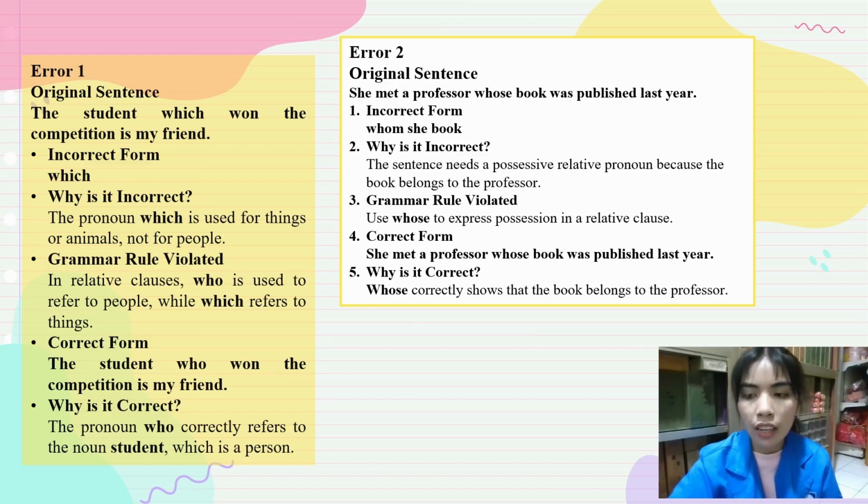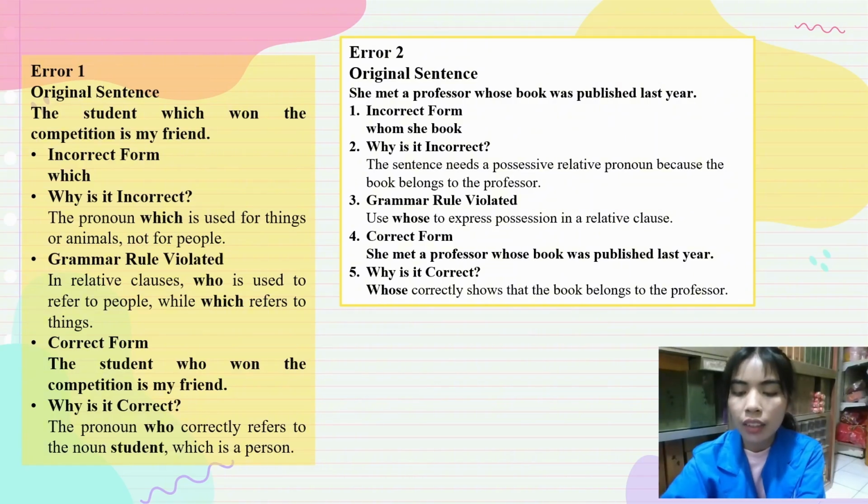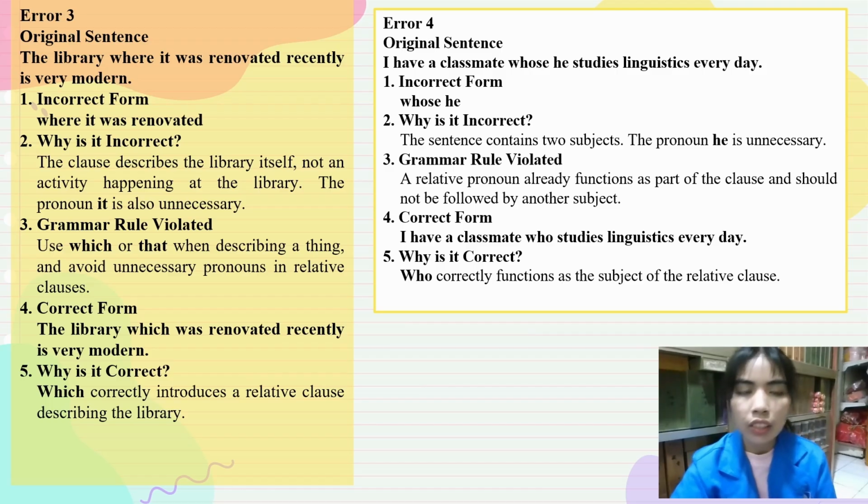In the second sentence, the part who's book is incorrect. The sentence requires a possessive relative pronoun. Therefore, whose is the correct choice because it shows that the book belongs to the professor.